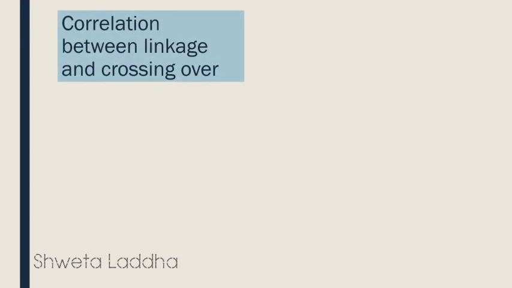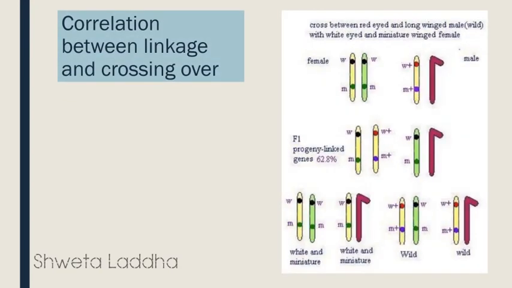Morgan also correlated linkage and crossing over when the genes are located far away from each other. The second case he studied was again a female. This is the X chromosome, and this is a male, with X chromosome and Y chromosome. We are not talking about the Y chromosome because it does not have the gene. This time he carried out a cross between a red eye, long winged male, where M plus determines long wings, and a female having white eye and miniature wings. The distance between these two genes is far, so they are unlinked, and the probability of crossing over increases.